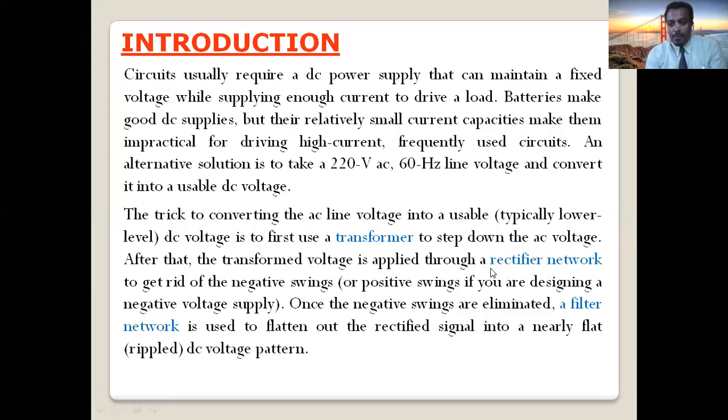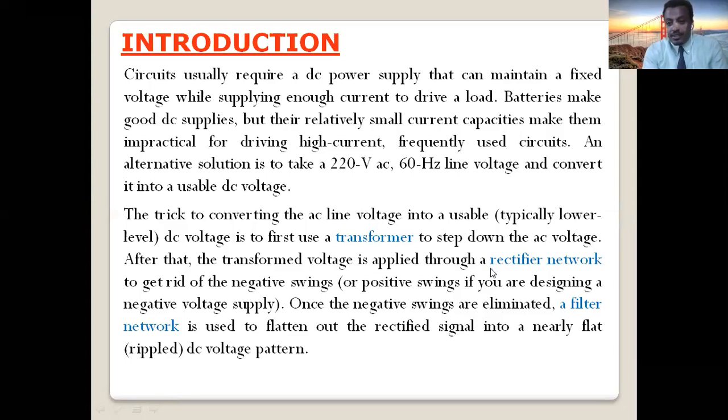To do this job, we have an option: batteries, right? Batteries are very good DC sources. You can buy a 9-volt battery, a 12-volt battery, and so on. It's very good to supply the required amount of fixed voltage. A 12-volt battery supplies 12 volts. But there is one big problem with batteries: they cannot supply enough current to drive high current loads. Most systems need high current. Your 9-volt or 12-volt battery is good in terms of voltage, but the amount of current supplied is not enough most of the time.